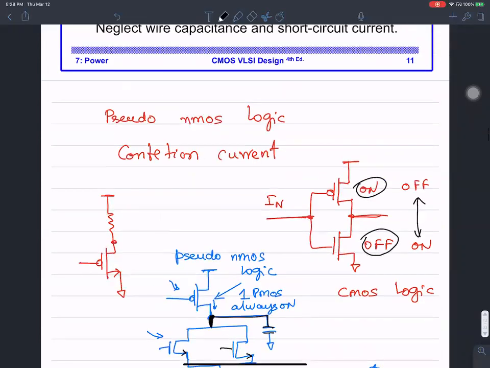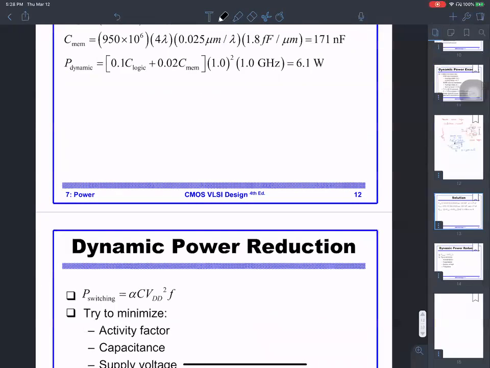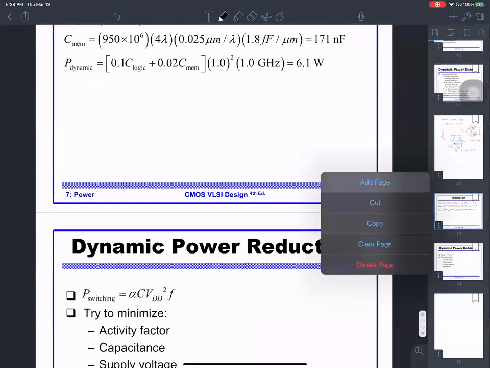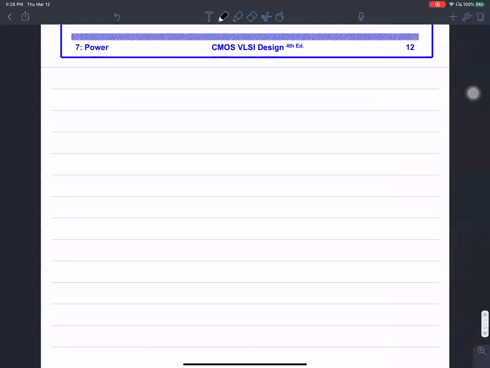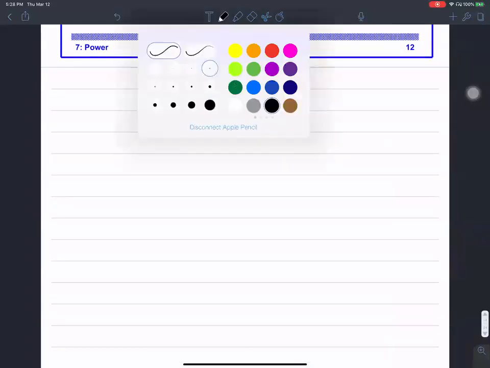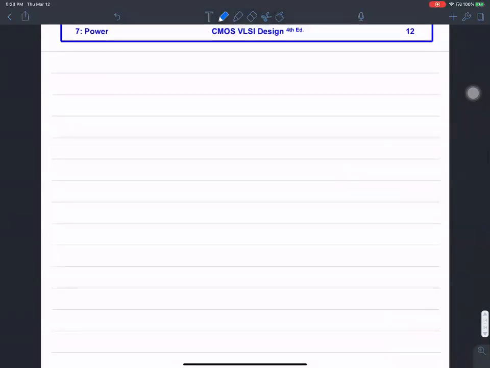But now, let's look at the problem here. What I'm going to do is write out the given terms here and then try to solve the problem. So let's write what is given in the problem. It is important that we read the problem carefully and interpret it accurately. What is given is VDD, which is 1 volt, and it's a 65 nanometer process.